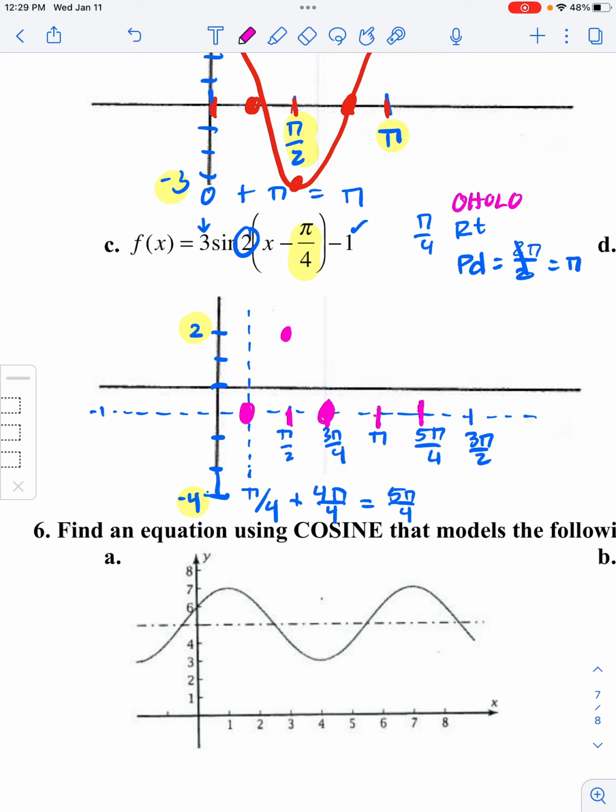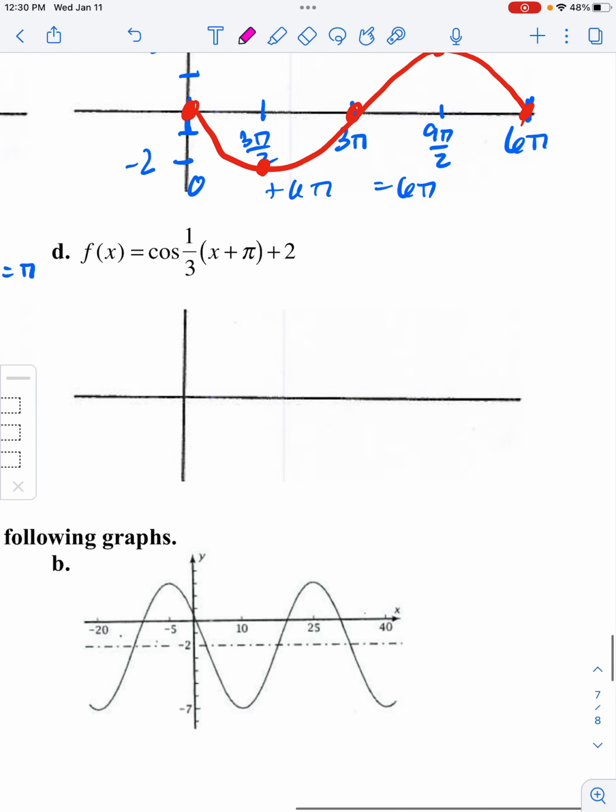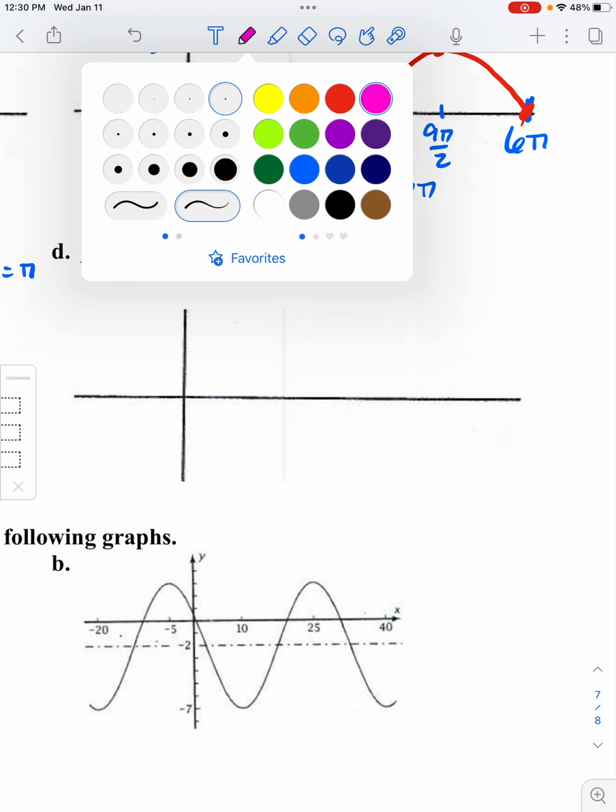Then I'm back to a 0, then down to a low, and then back to a 0, and I just follow that curvature for that one period of the graph. So it's just about figuring out where to start. So we have some practice with that here again.